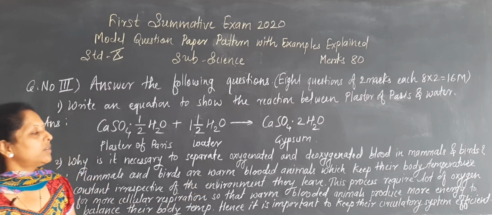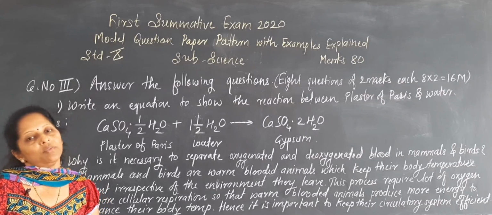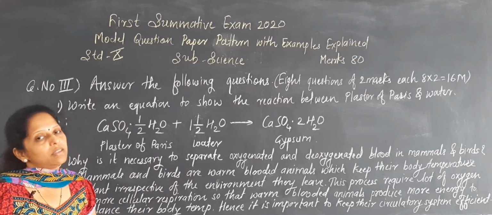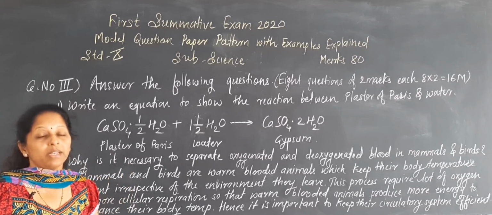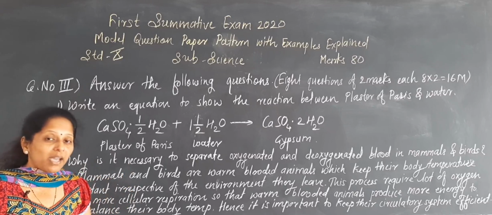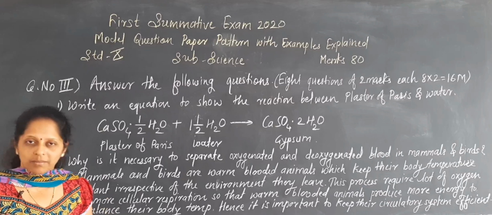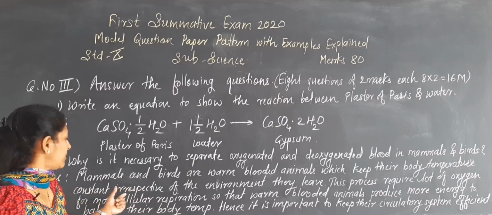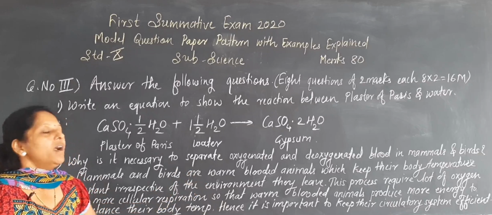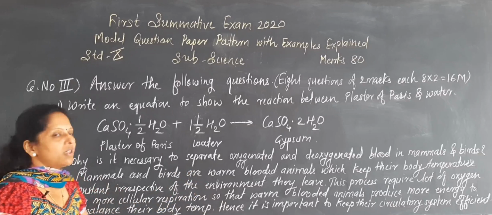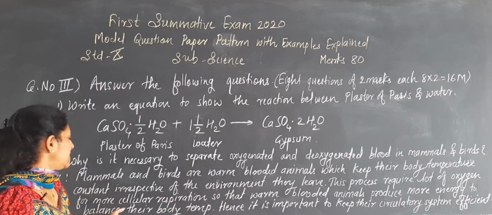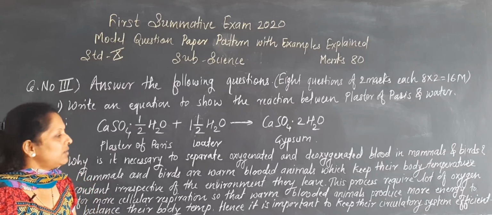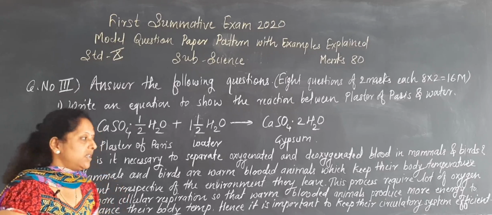Hence it is important to keep the circulatory system efficient. An efficient circulatory system means oxygenated and deoxygenated blood are kept separate, and that is very necessary for our body, because we are warm-blooded animals and require more energy. When oxygen is properly supplied to our body for cellular respiration, more energy is produced, and because of that energy the body temperature is balanced. So it is important to keep our circulatory system efficient.